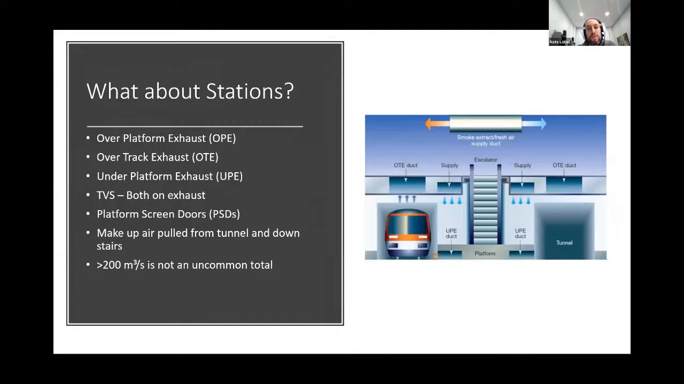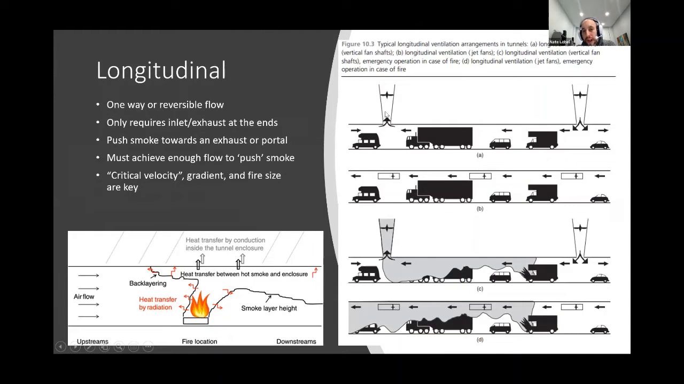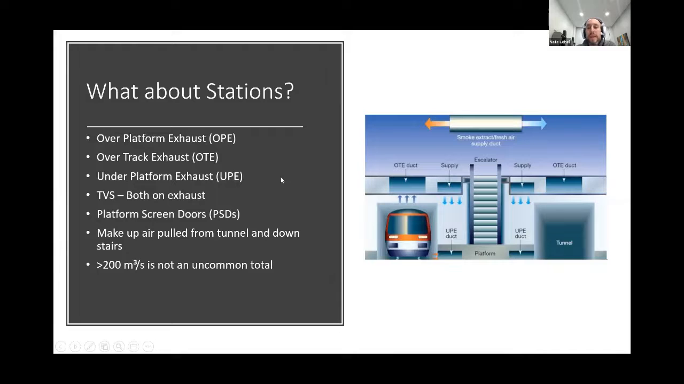So for stations, I did say I wouldn't go deep into stations, but the first time I worked on a station, there was one really interesting aspect of it that I wanted to share. Typically at each end of a station, you'll have one of these shafts, one of these tunnel ventilation exhaust points, the TVS shafts, from the tunnel. You may in a station have all of, or none of, or a combination of, over platform exhaust, exactly what it sounds like, over track exhaust, under platform exhaust. You may have platform screen doors, which help separate from the track. These are all systems which you could use to operate in fire mode.